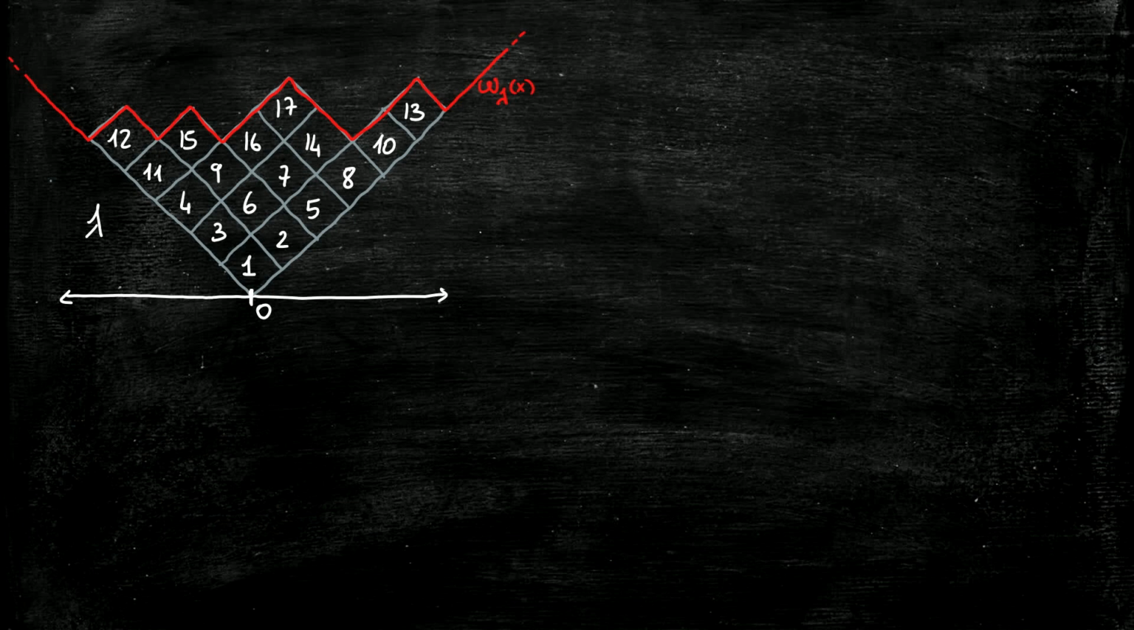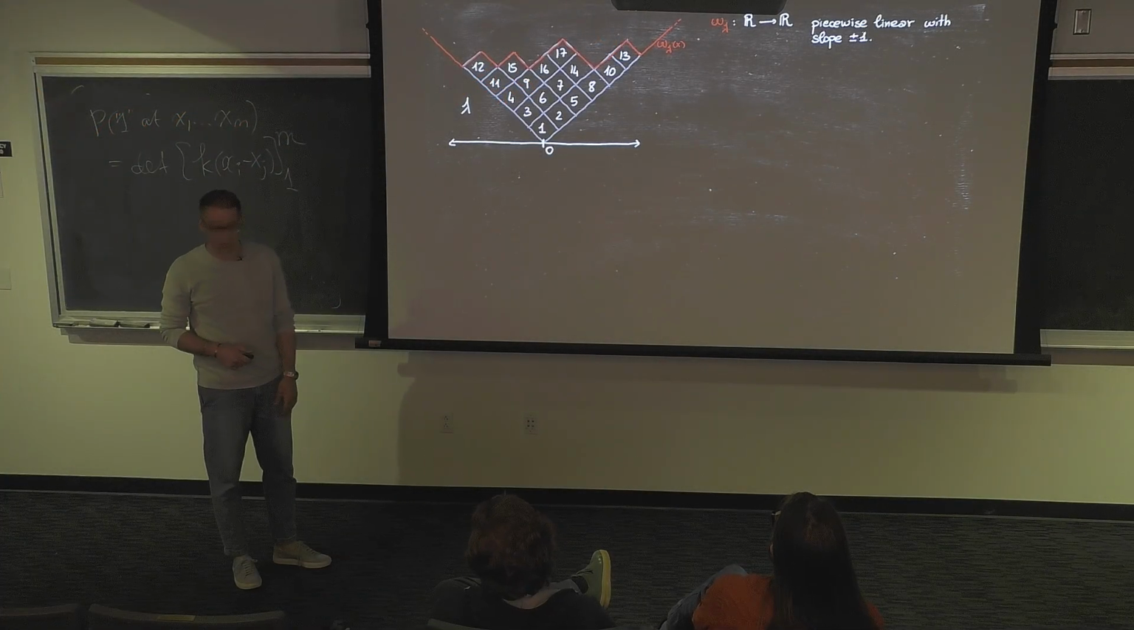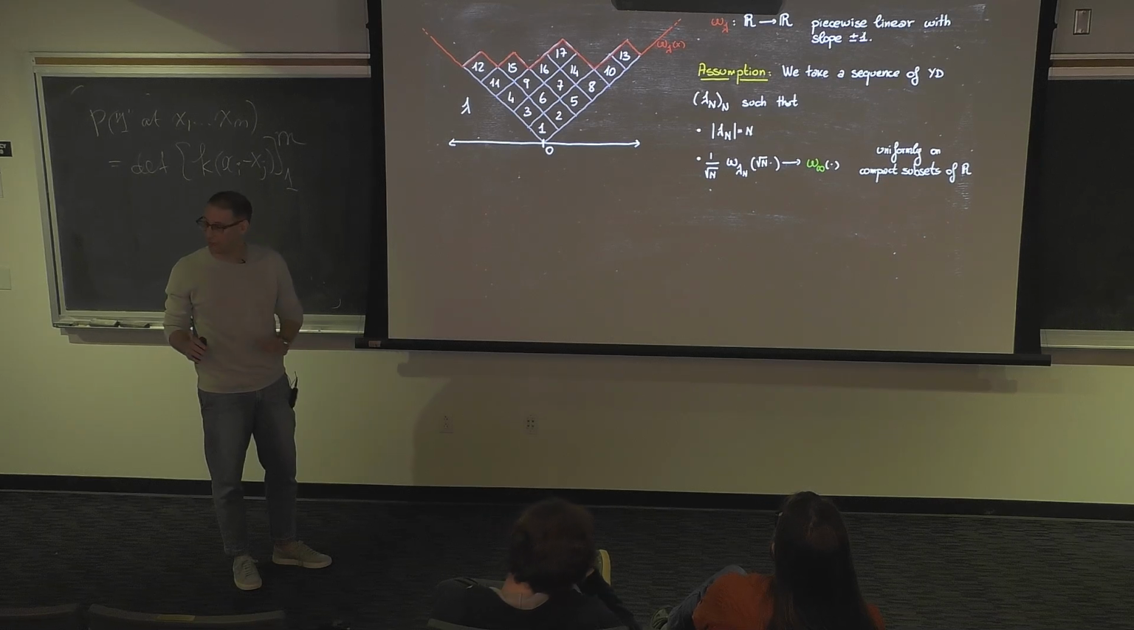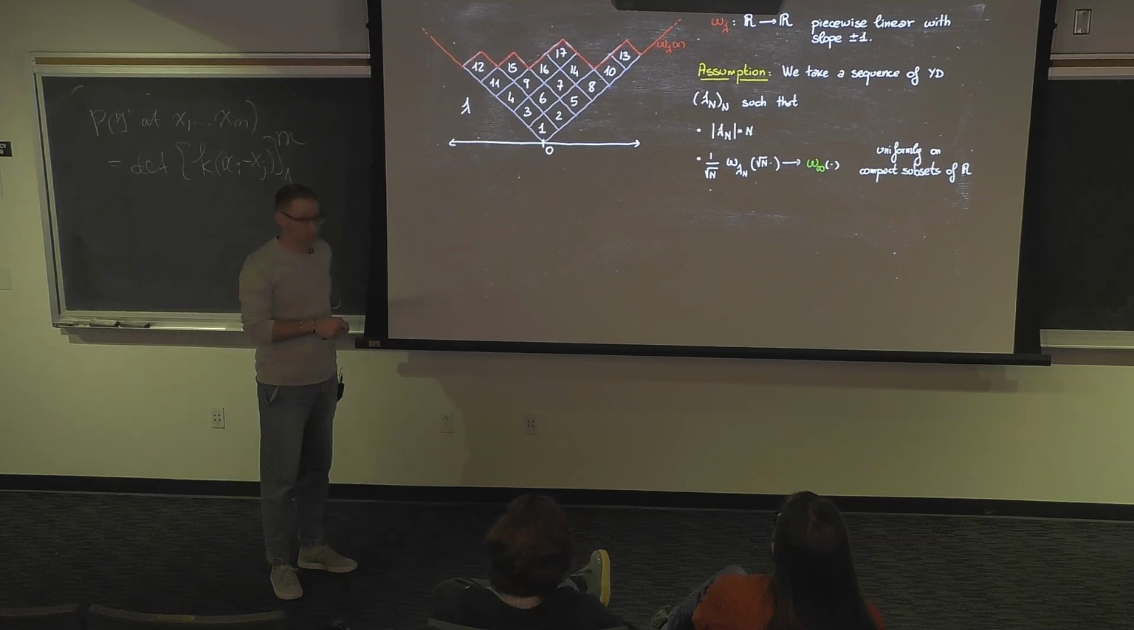This contour function is denoted by omega lambda, for lambda a given diagram. It's just a function from the real line into the non-negative real numbers, which is piecewise linear, and the slope is always alternating between plus and minus 1. And the assumption that I make is that we have a sequence of Young diagrams. Again, we're just looking at the shape for the moment. Lambda n, so we have this sequence, with the following assumptions.